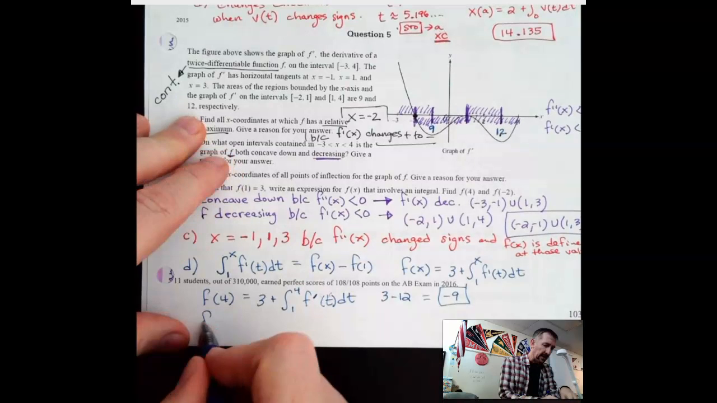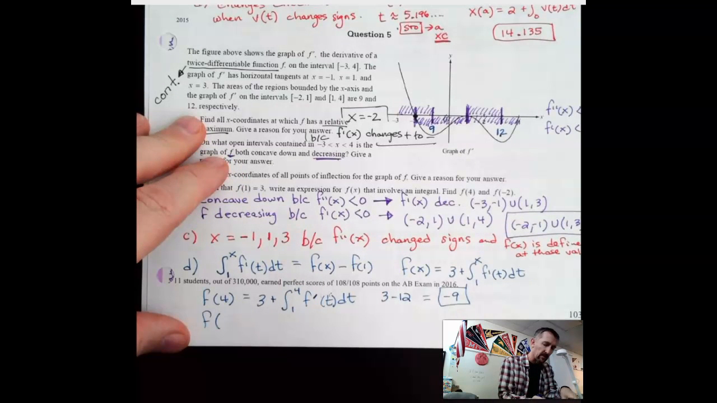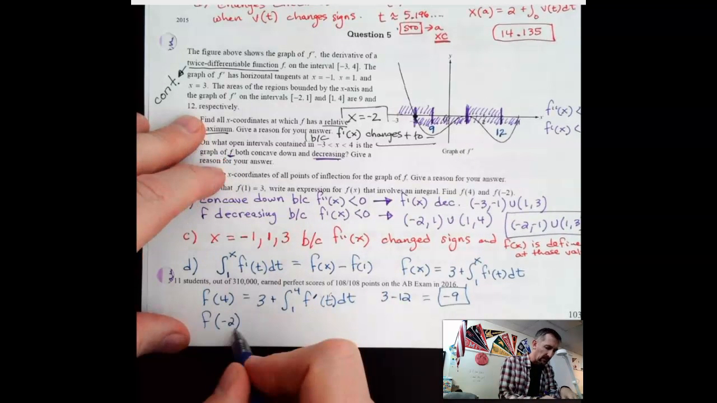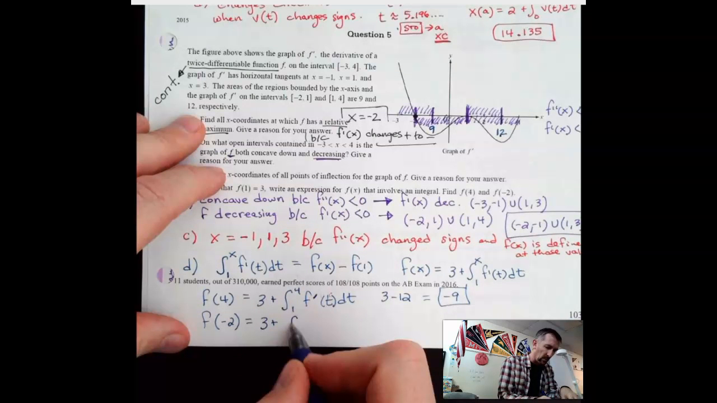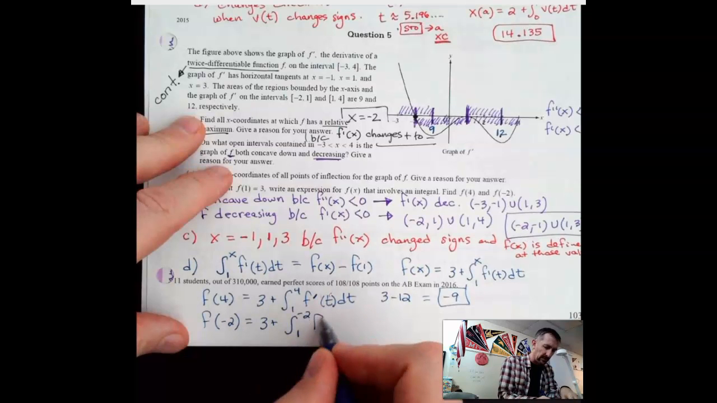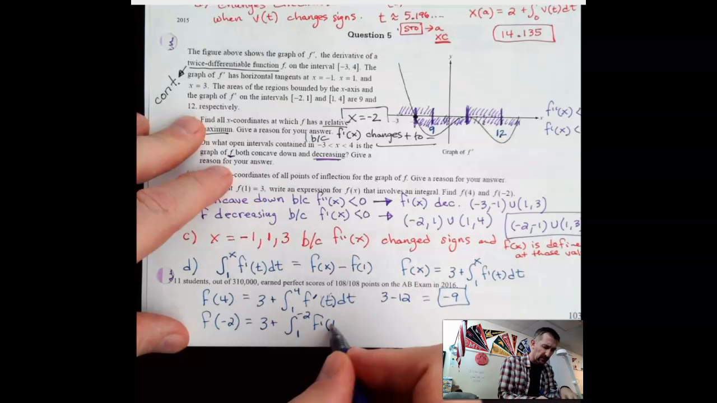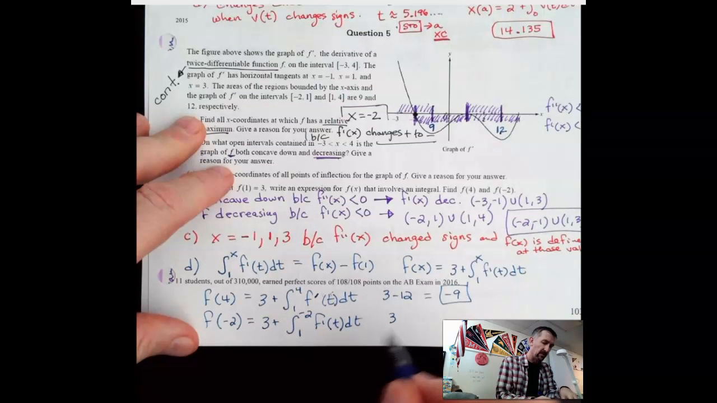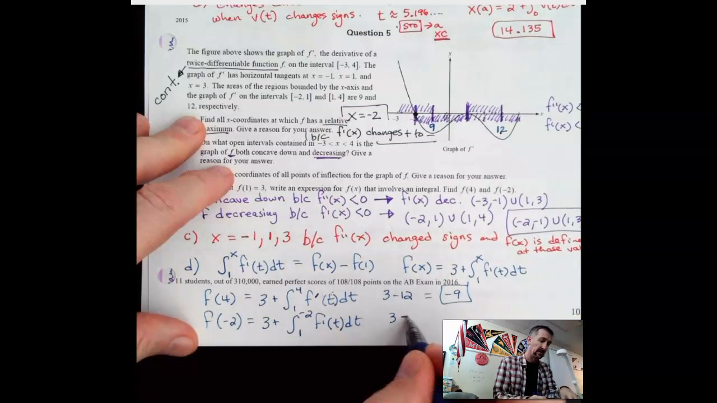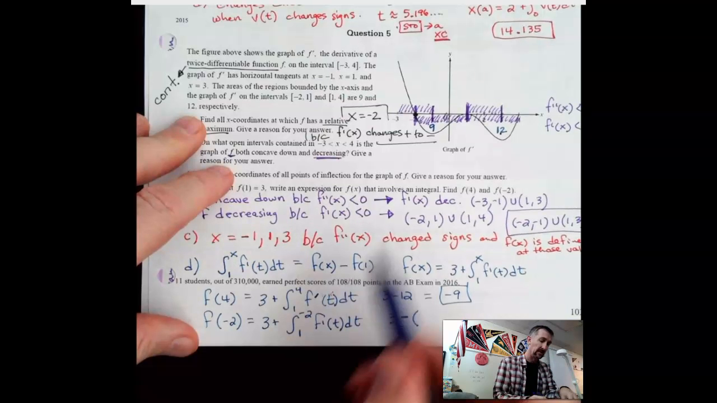And what's the other one? Negative 2. So that's going to be 3 plus the integral from 1 to negative 2. We're going to have to do a flip because these are backwards. So that's going to be 3, we flip those over, that's going to be minus, and then from negative 2 to 1 is right here. That's 9. That was a negative 9. So that's going to be 3 plus 9, which is 12.